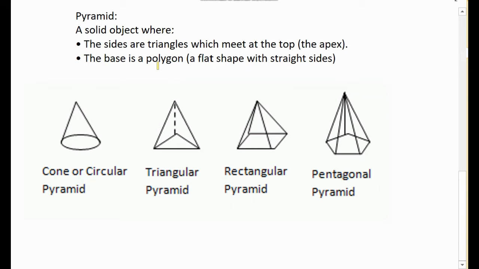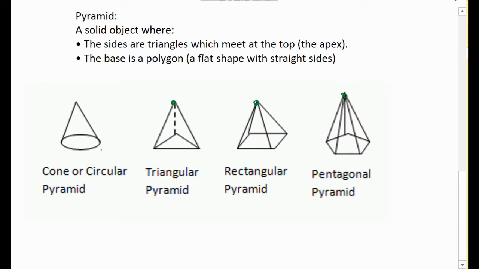Okay, so for example, a cone or circular pyramid has a circular bottom, and well, the sides are not triangles, but we call it a pyramid because it has a pointy top. So to become a pyramid, it should have a pointy top. All right. So it has a circle as a bottom and a pointy top.